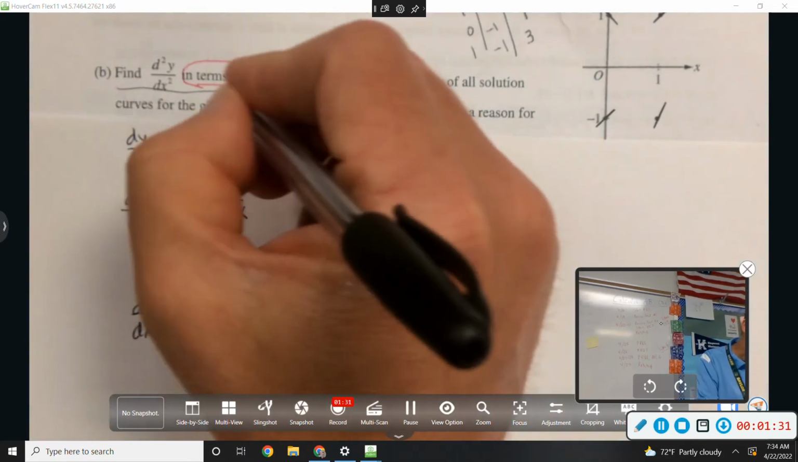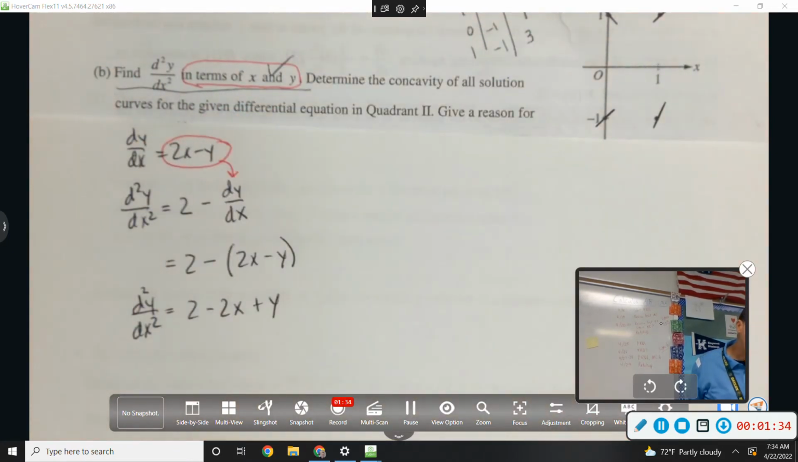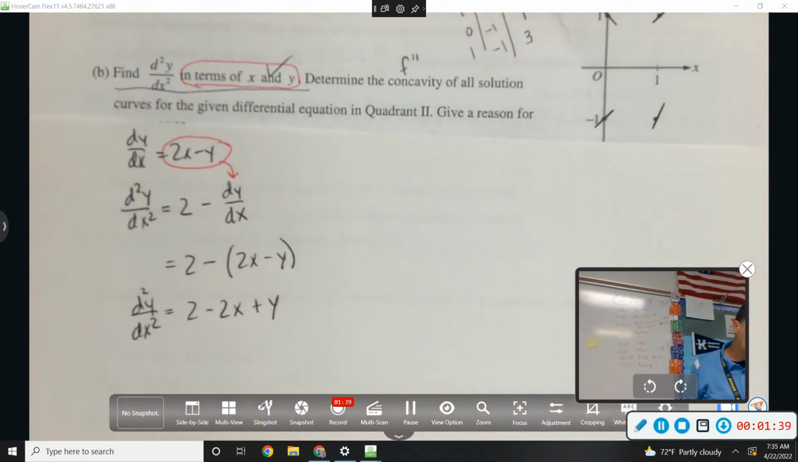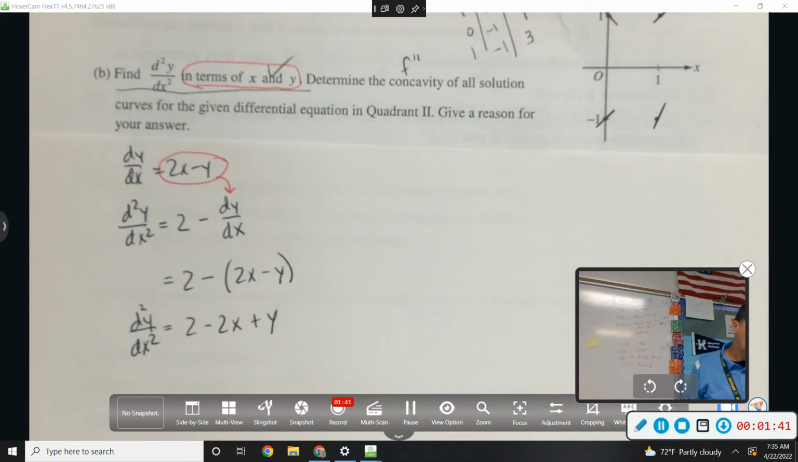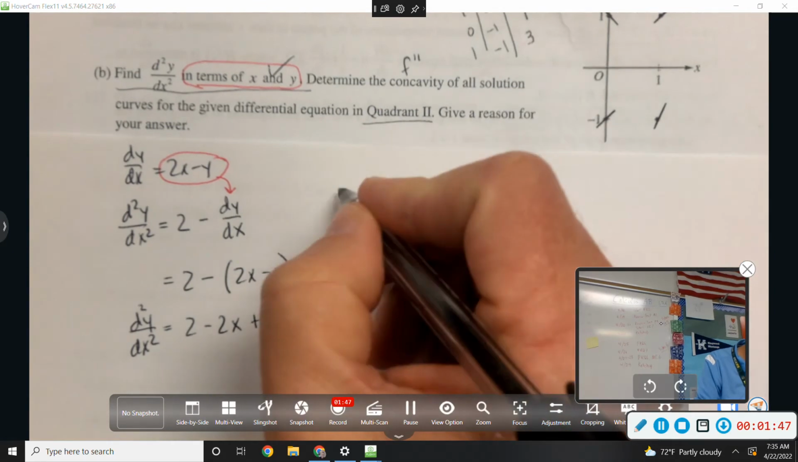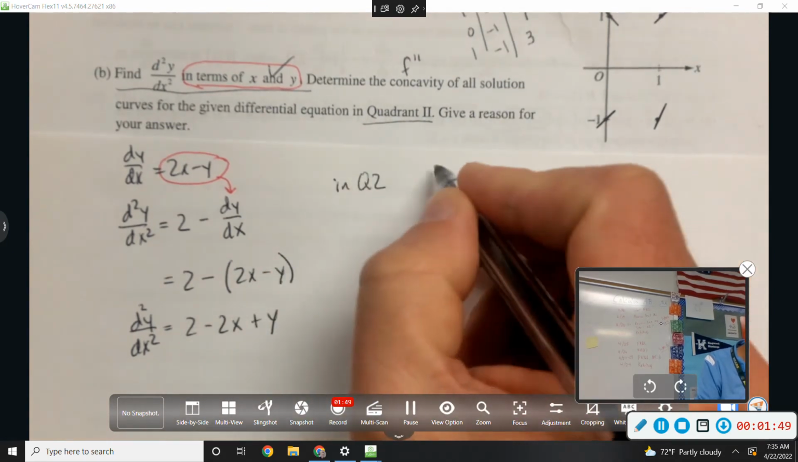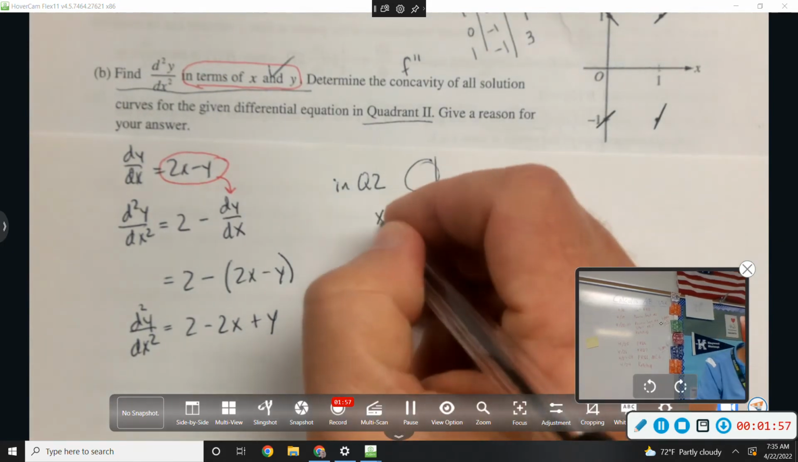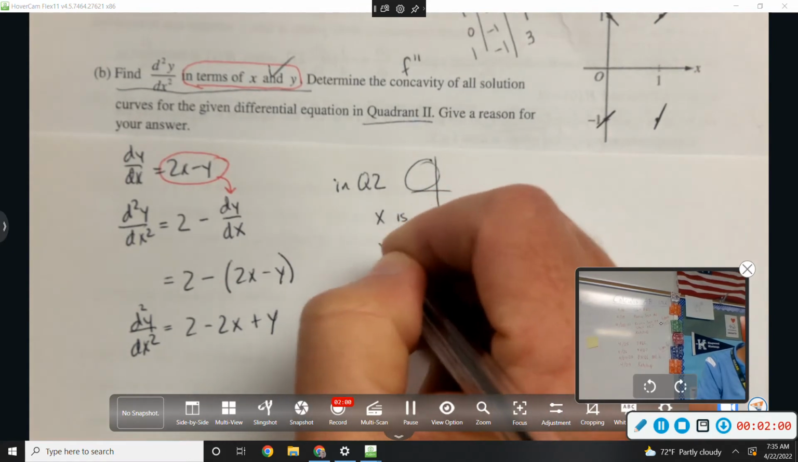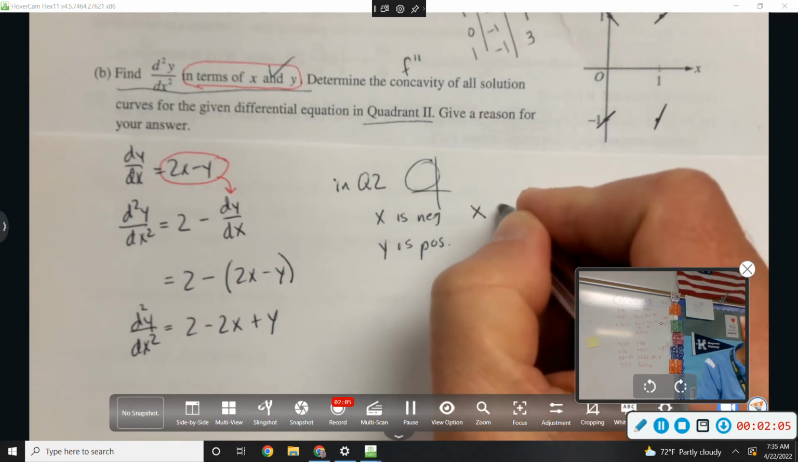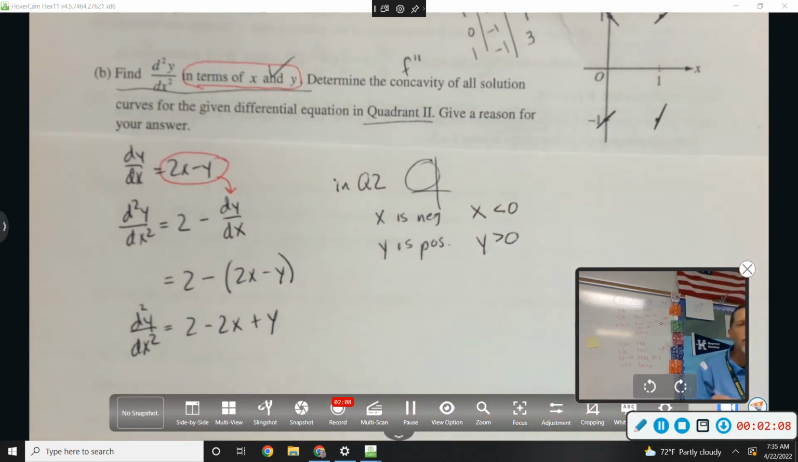Okay, find the second derivative in terms of x and y. Did that. Determine the concavity of all solution curves for the given differential equation in quadrant 2. Give a reason for your answer. Well, what's going on in quadrant 2? X is negative, y is positive. That's how I would say it. If you wanted to be fancy, you might say x is less than 0, y is greater than 0, but that's the same thing.